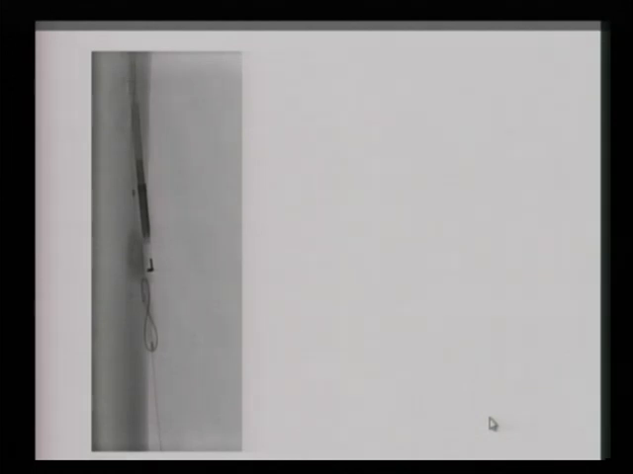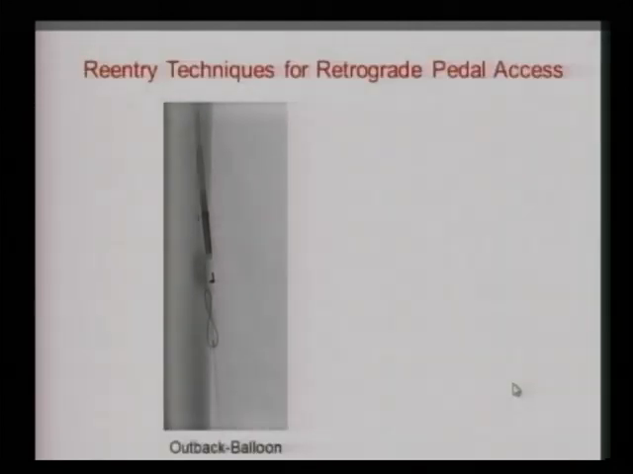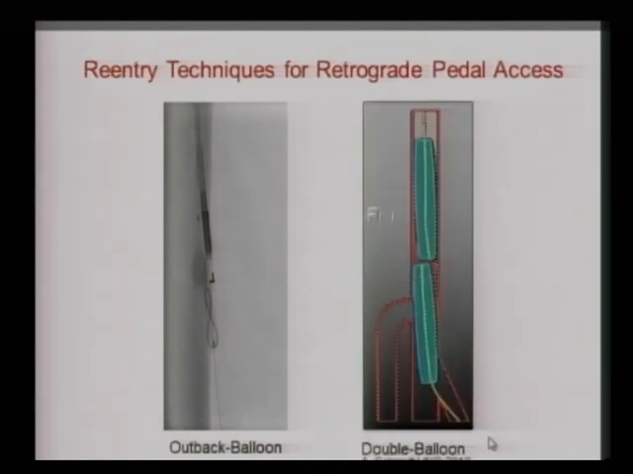And then once the wire is inside that balloon, we can advance the wire as we retract the balloon and then gain through and through wire access with that method. There's this technique. The other technique that's a little bit more commonly used is a so-called double balloon technique.